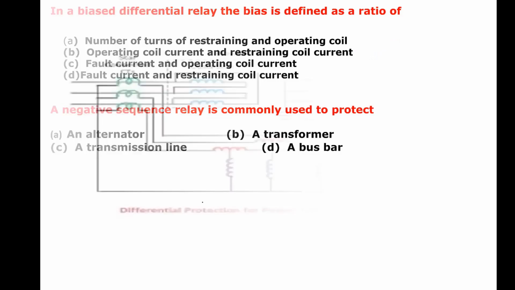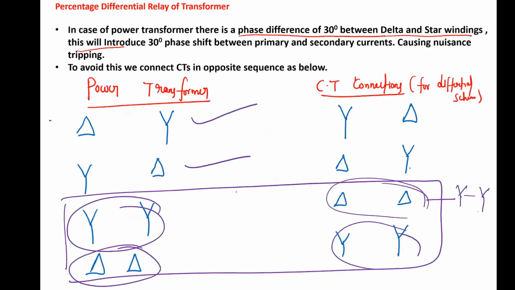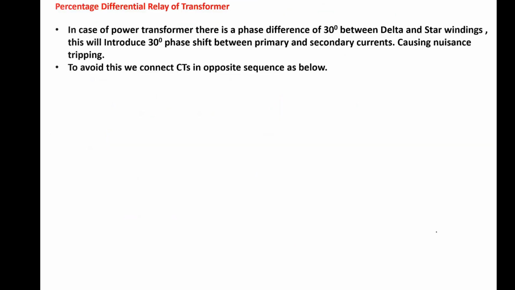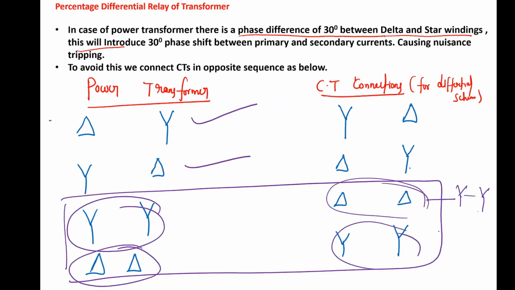One more point which I want to stress is that even in the operating characteristics, it is a curve between operating current and restraining current. So the fundamental definition of bias would be operating current divided by the restraining current.